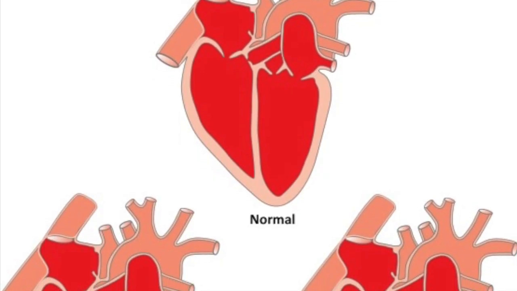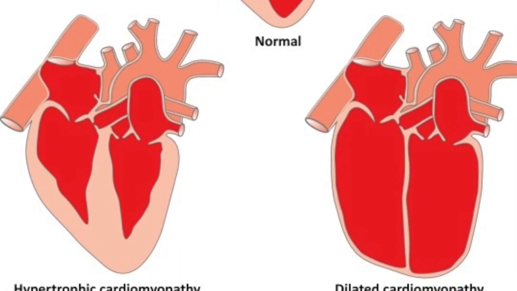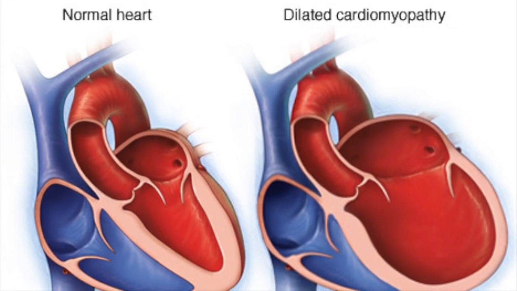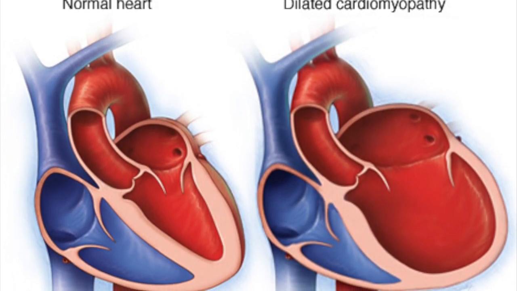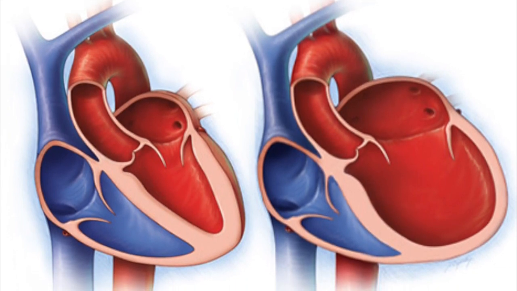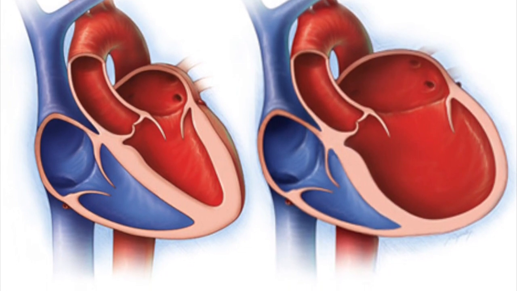The term cardiomyopathy is a general term that refers to the abnormality of the heart muscle itself. Out of the 4 types of cardiomyopathy, the most common is dilated cardiomyopathy, also known as DCM, a condition in which the heart's ability to pump blood is decreased due to the enlargement and weakening of the heart's main pumping chamber, the left ventricle.